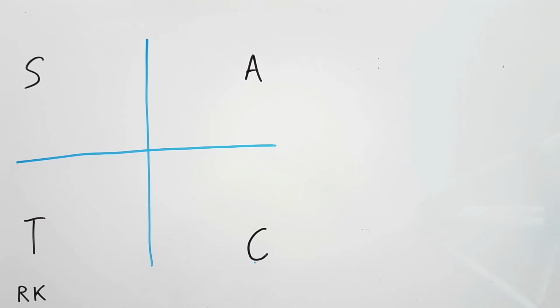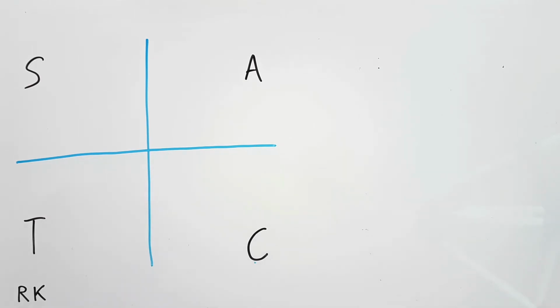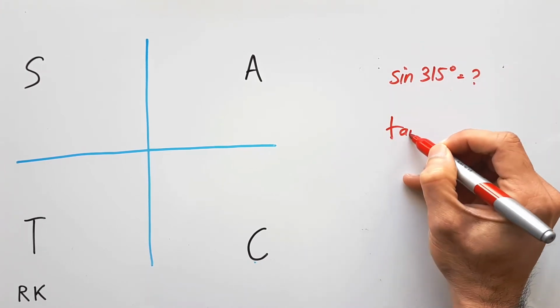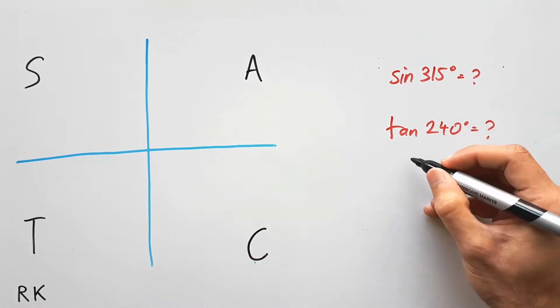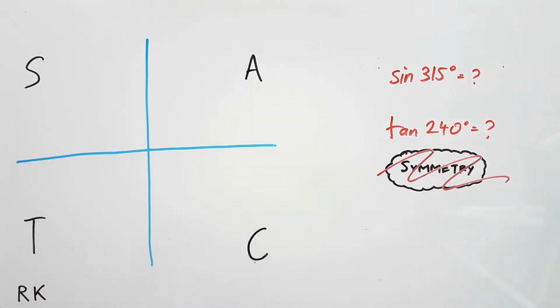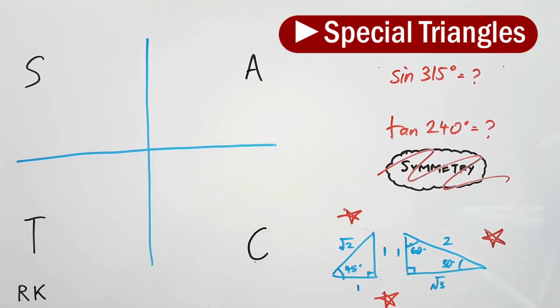This is the CAST system, and it is a shortcut used in trigonometry. Normally, we would use symmetry properties to work out ratios for large angles like sine 315 degrees or tangent 240 degrees. But this is very tedious, so we're going to learn how to bypass this using the CAST system. The key to this technique is special triangles. So if you don't know what that is yet, please watch my video on that first. Link is in the description.